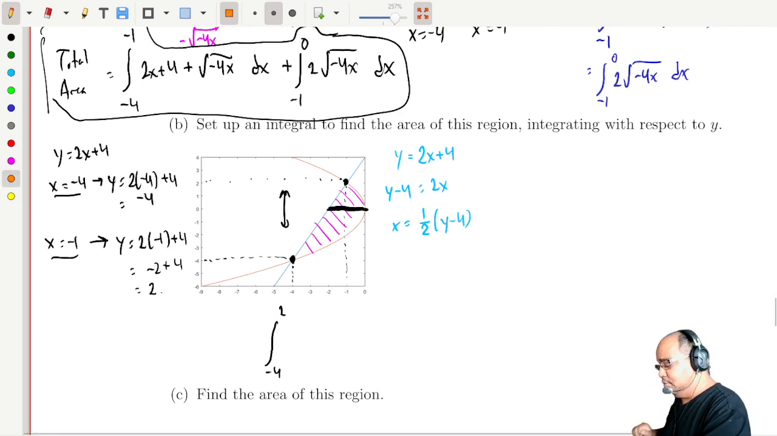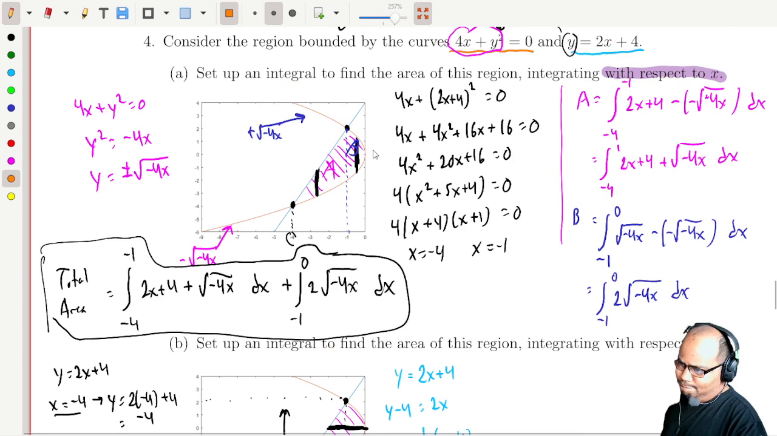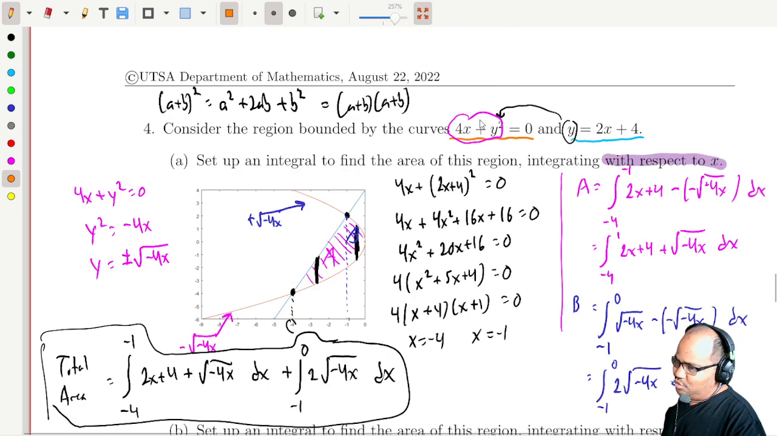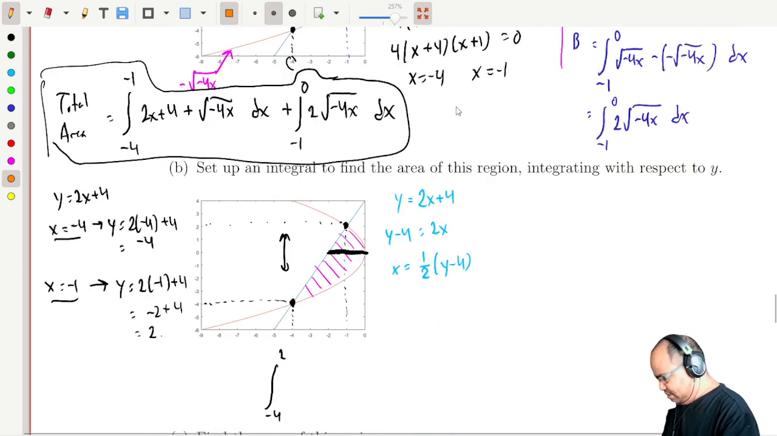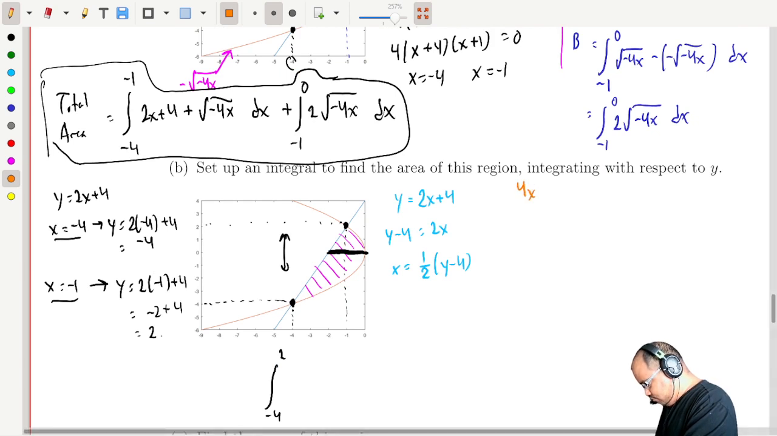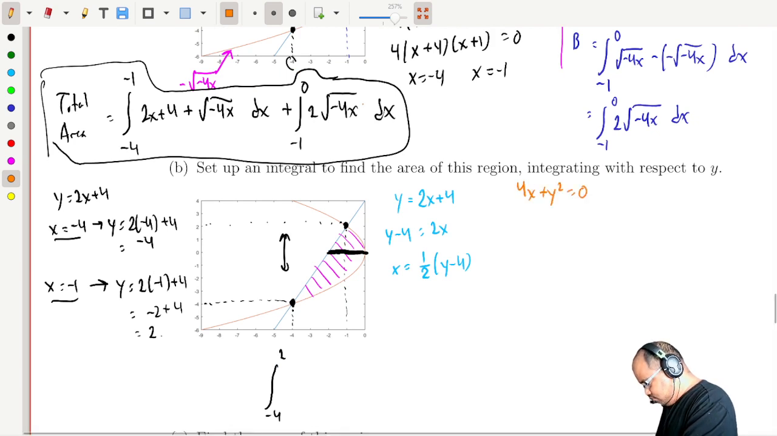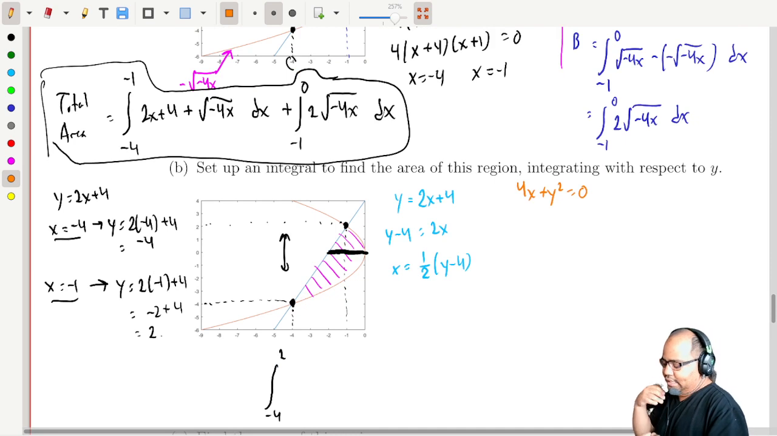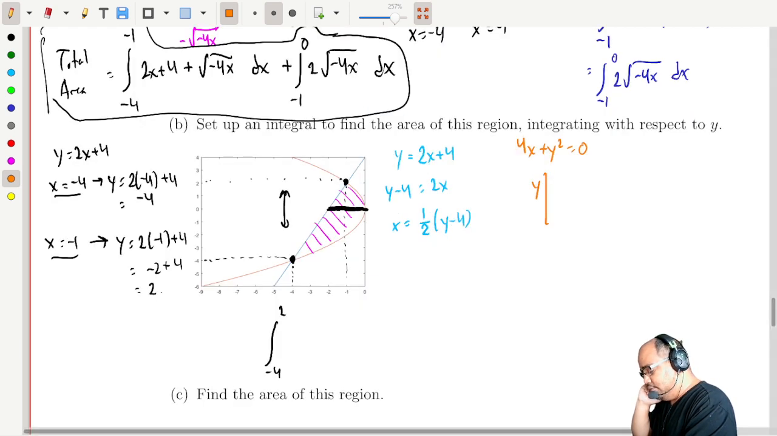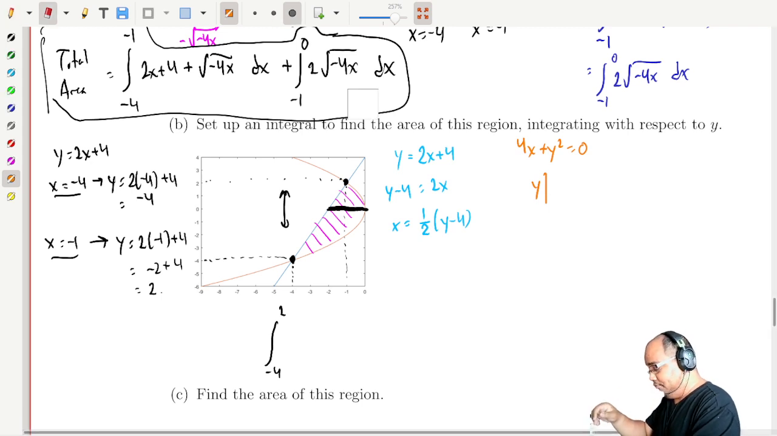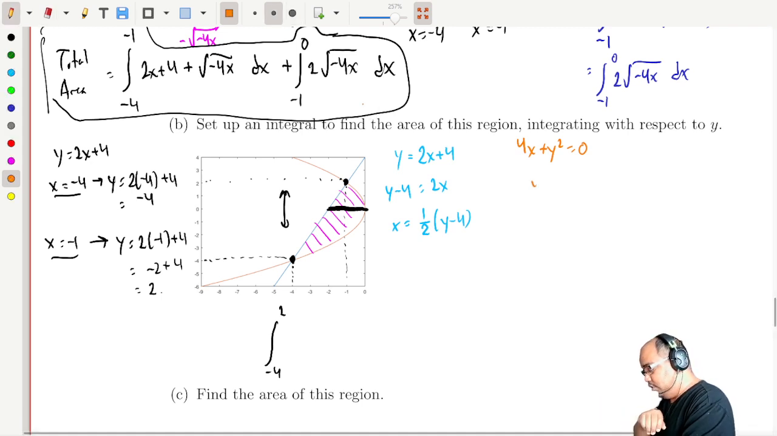Now let's work with the parabola. It might take a little more work, but we got it. We have this thing, 4x plus y squared equals 0. And I'm going to go ahead and solve for x here. So let's subtract 4x on both sides. So we have y squared equals minus 4x.